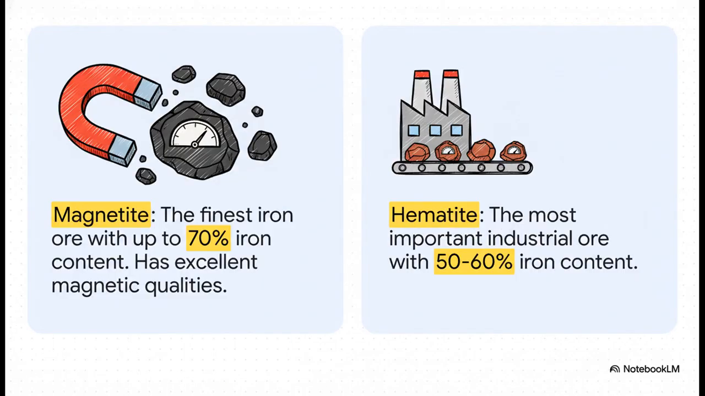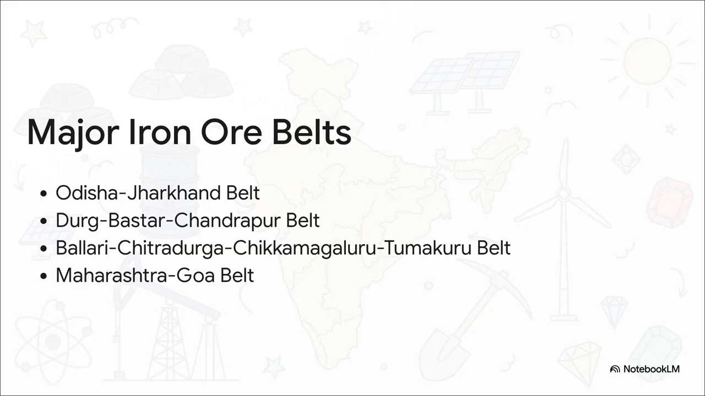Please pay close attention to the difference between magnetite and hematite. This is a very common point of confusion for many students. Just remember, magnetite is the finest quality. It has a very high iron content, over 70%. Hematite, on the other hand, is the most important industrial ore, but its iron content is a little lower, around 50 to 60%.